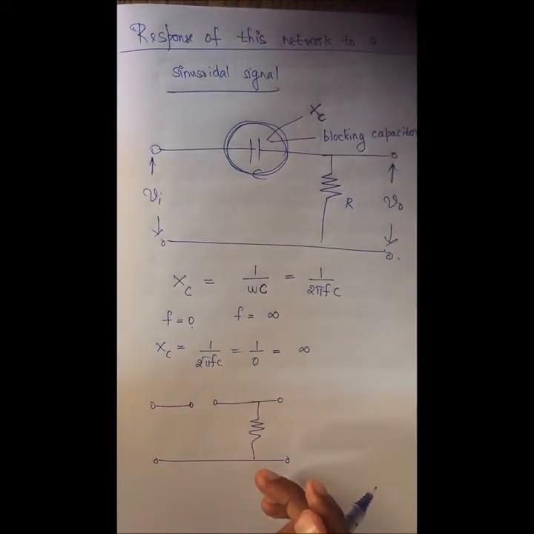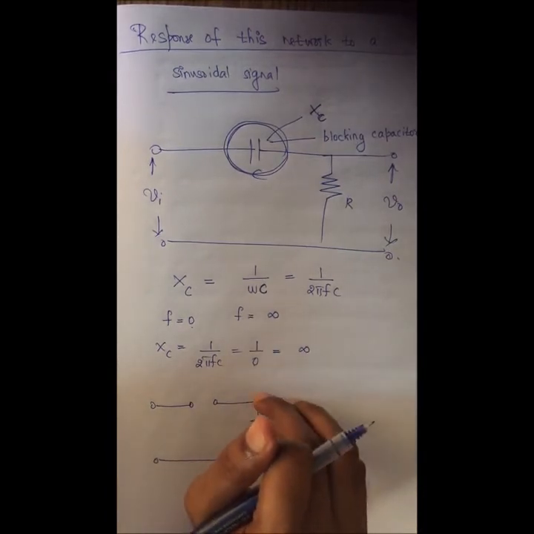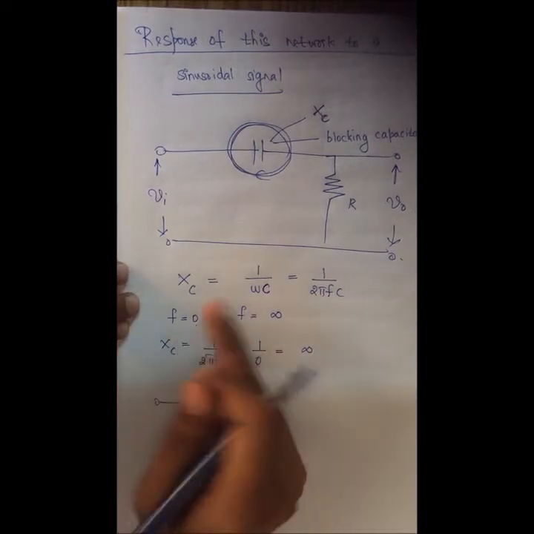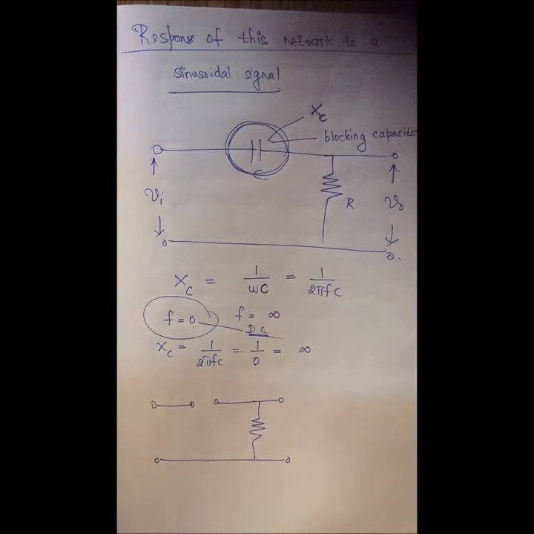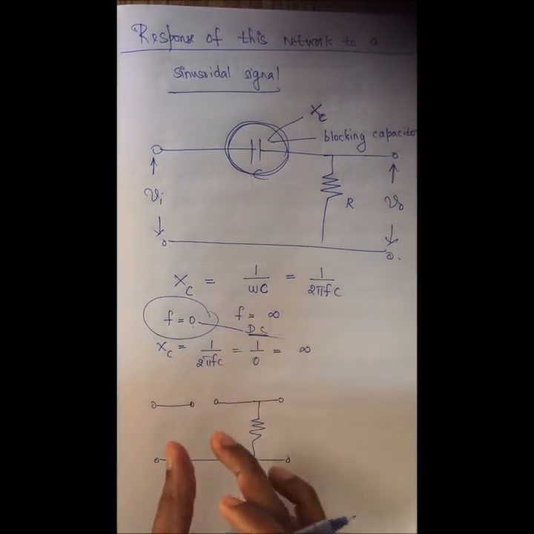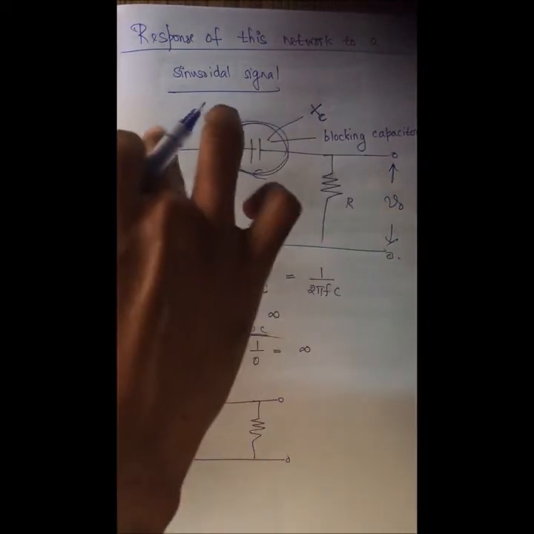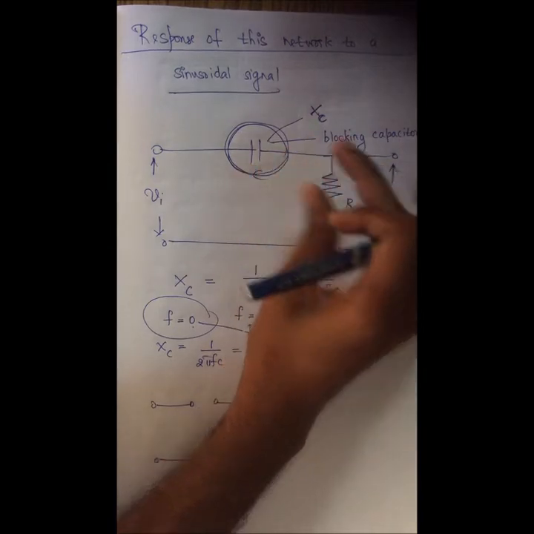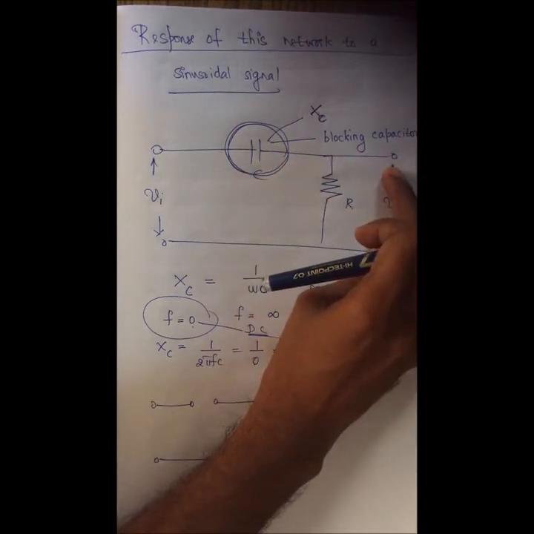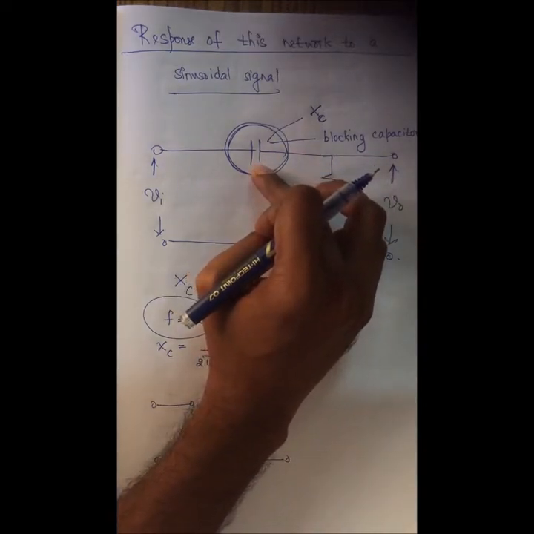It is blocking the DC input. You should understand f equal to 0 means it's not AC, it's a DC input. Having given a DC input, the capacitor behaves as an open circuit. There is no current flow. That means if the input is DC, the capacitor is going to block it. There will be no output here. So this capacitor will act as a blocking capacitor.